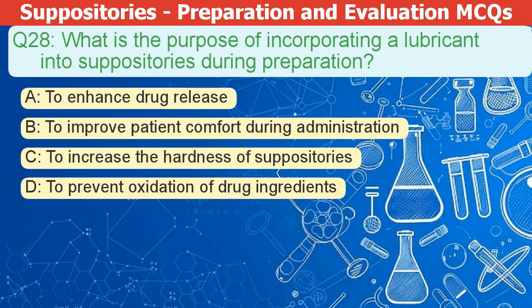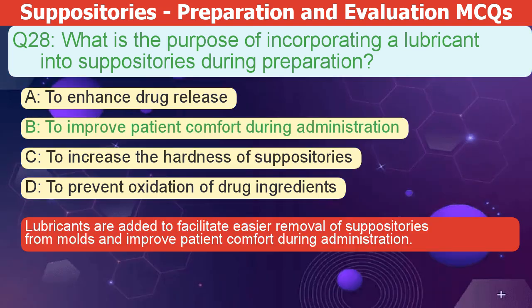What is the purpose of incorporating a lubricant into suppositories during preparation? A. To enhance drug release. B. To improve patient comfort during administration. C. To increase the hardness of suppositories. D. To prevent oxidation of drug ingredients. The correct answer is B. Lubricants are added to facilitate easier removal of suppositories from molds and improve patient comfort during administration.